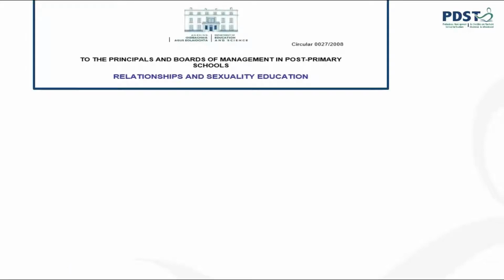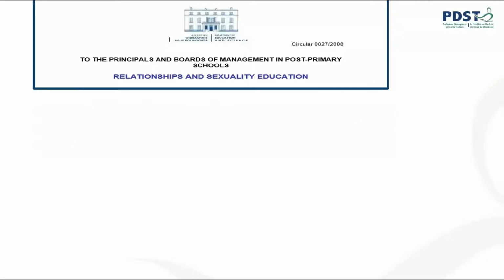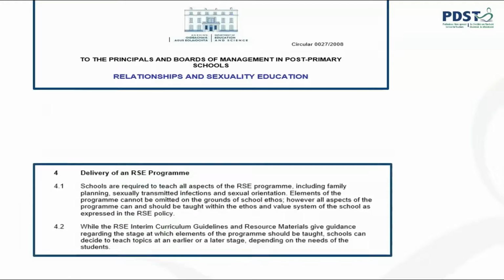While mandatory RSE has been in place for post-primary students since 2000, a number of circulars have been published to support the best practice of RSE teaching in schools since then. Circular 27/2008 is particularly significant as it outlines the rationale for teaching and learning about RSE in school and the expectation in terms of what needs to be taught. This circular also clearly outlines the responsibility on schools to ensure an RSE policy is in place.